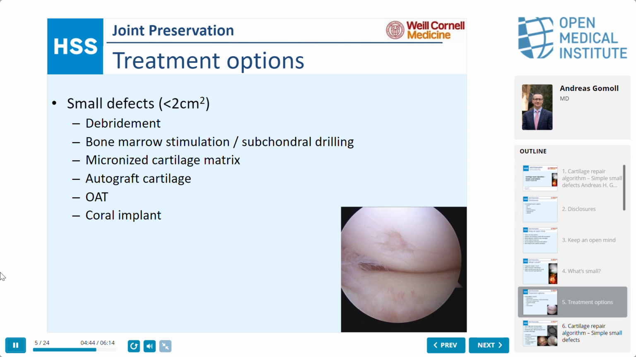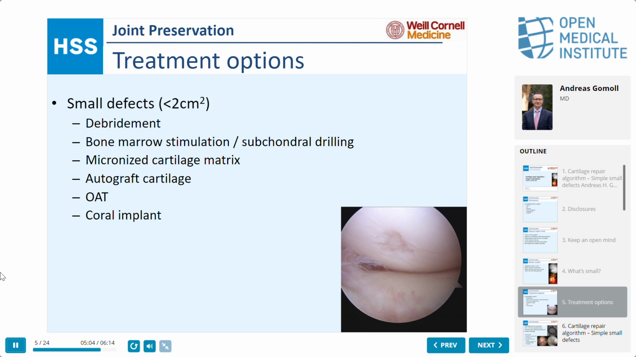It's fairly cheap. In America, it's been used more frequently in addition to microfracture or drilling. So you drill, and then you add that as a paste to the defect. The sense is that it gives you better repair tissue. As of yet, it's not very supported by data, sort of a feel-good thing.